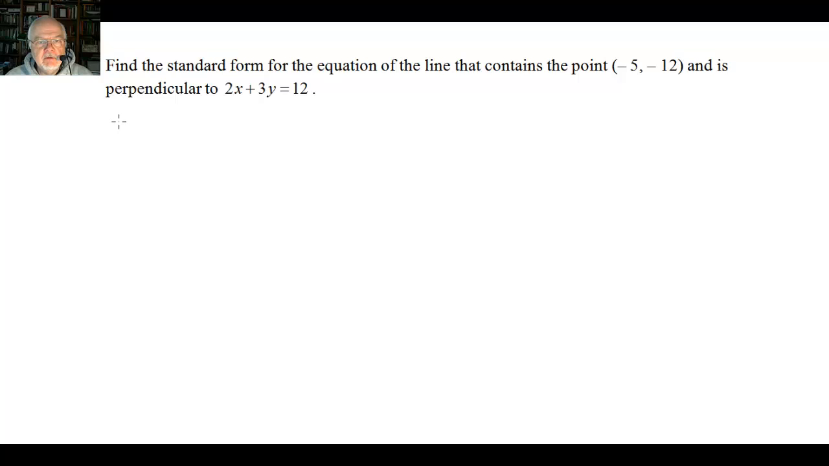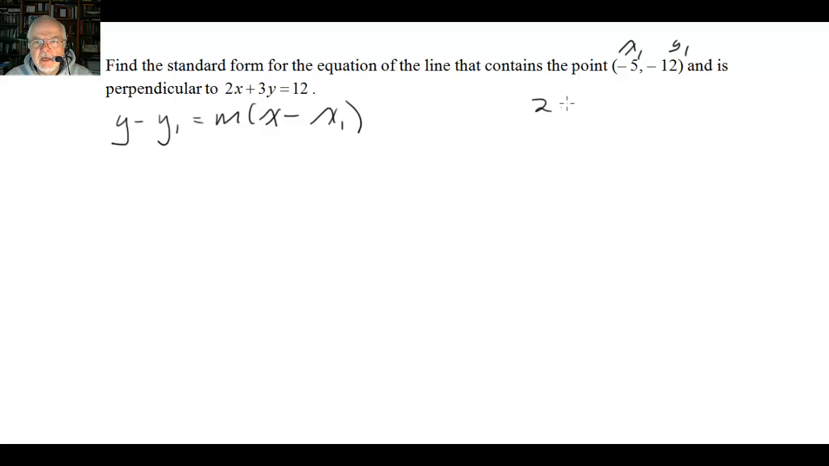Okay, well, we're going to use our old friend, the point-slope formula, which looks like this. We have to plug something into that. Here's x1 and y1. That's pretty easy. But what's the slope?